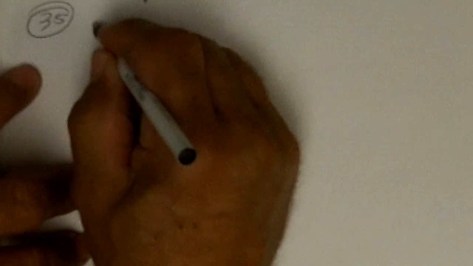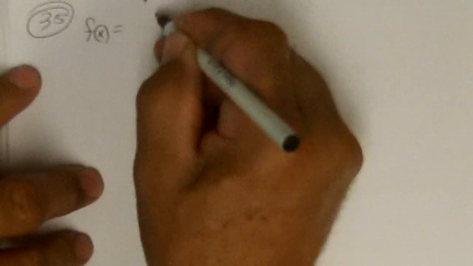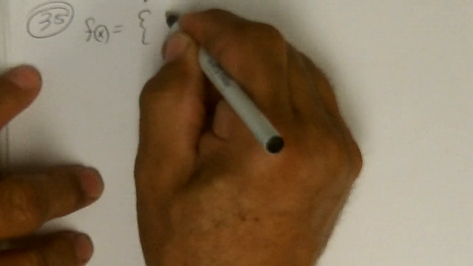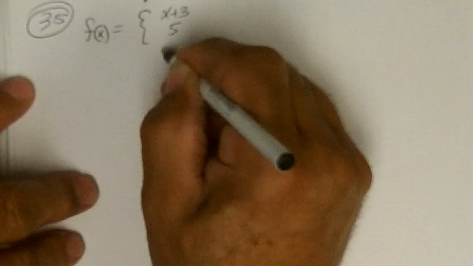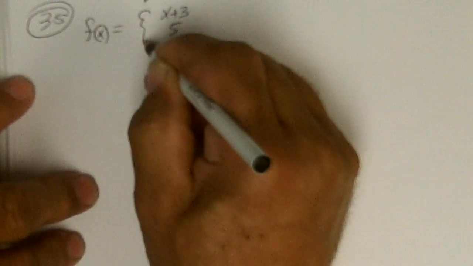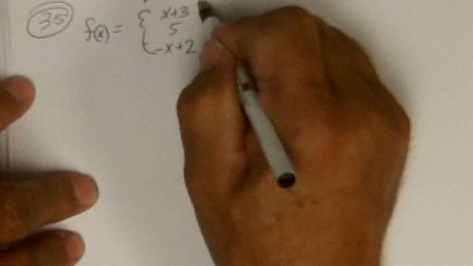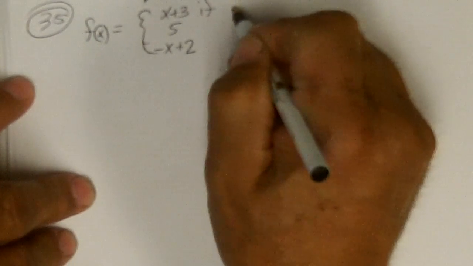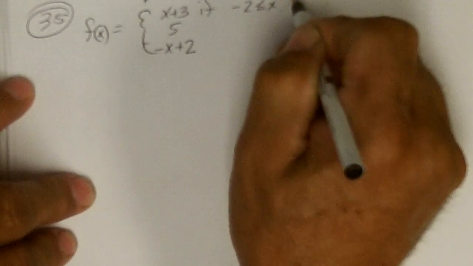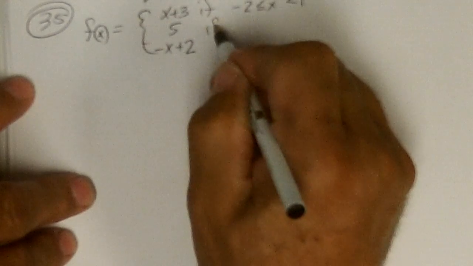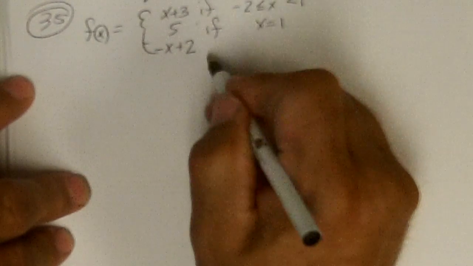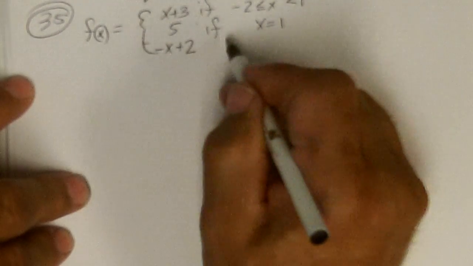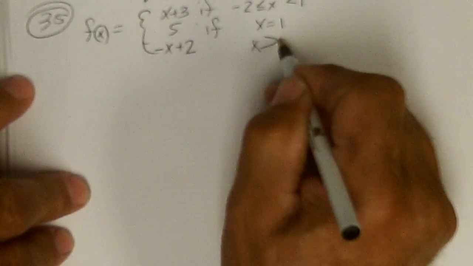And 35 says, look at this. F of x equals x plus 3 some of the time, it's 5 some of the time, it's minus x plus 2 some of the time. It says it's this one when negative 2 is less than or equal to x, which is less than 1. It's 5 when x equals 1. And it's minus x plus 2 when x is greater than 1.